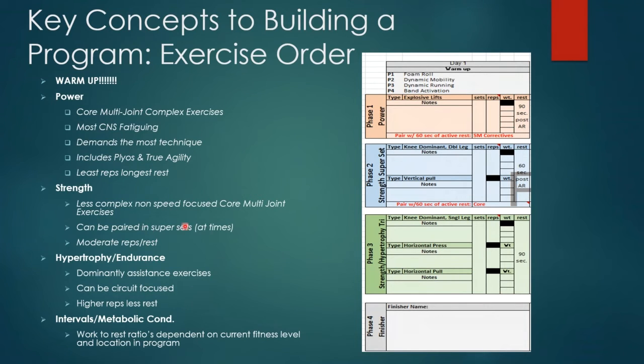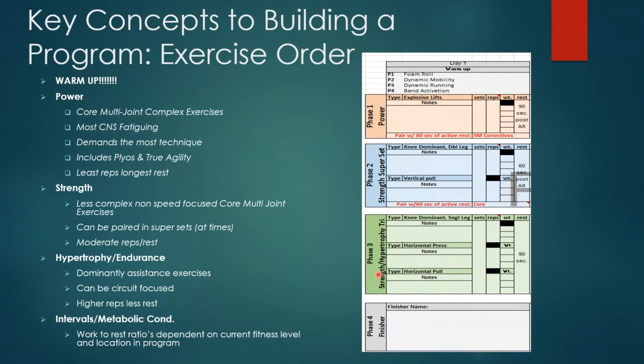And again, strength pairs can be paired at times, or a strength exercise can be paired at times. Again, I'd probably do a strength exercise with a hypertrophy exercise. That's why I changed it to strength and hypertrophy. Moderate reps and moderate rest for this section. Again, as you see, you have 60 seconds of rest here and then 60 seconds of rest here.